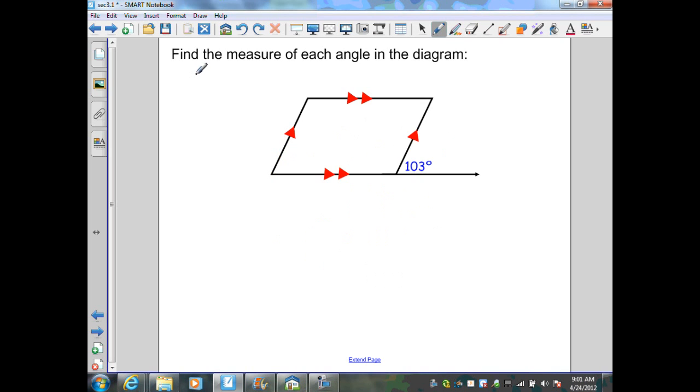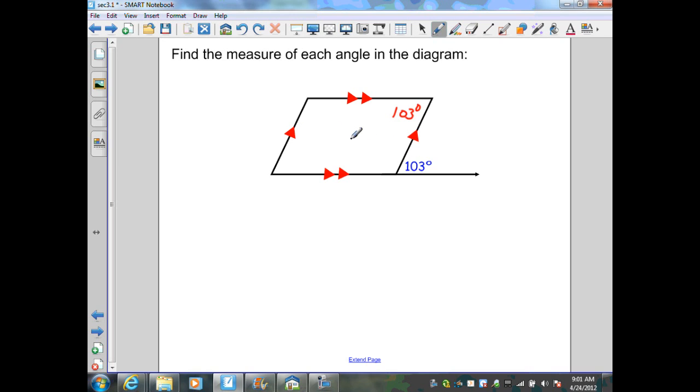Again, they want me to find the measure of each angle in the diagram. Here, I'm given 103-degree angle, and I know that these two lines are parallel, and this is a transversal. Here I have a set of alternate interior angles. If two parallel lines are cut by a transversal, then alternate interior angles are congruent.